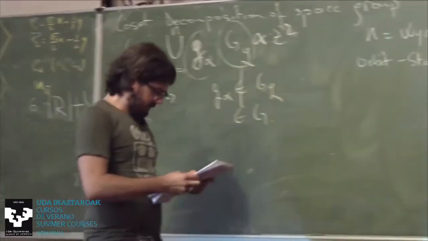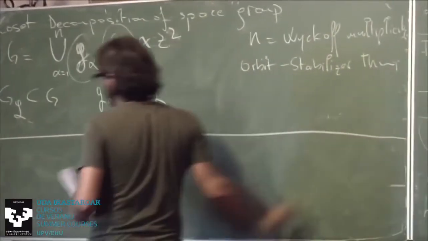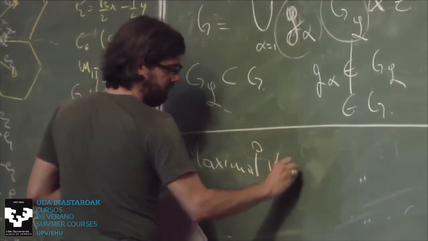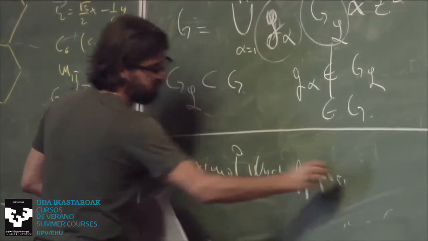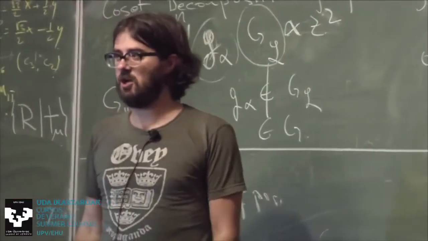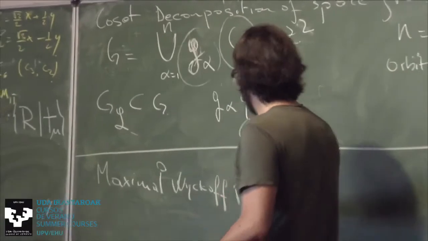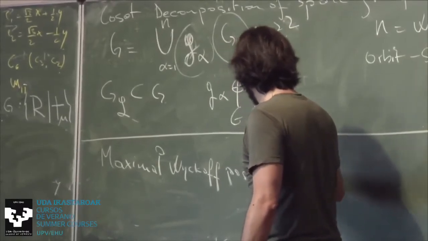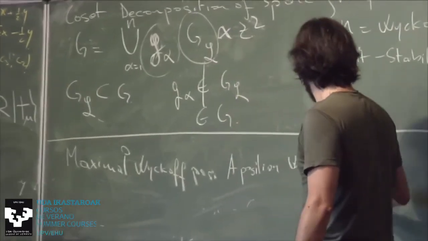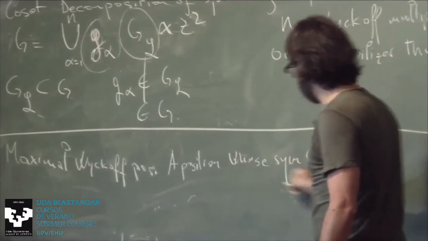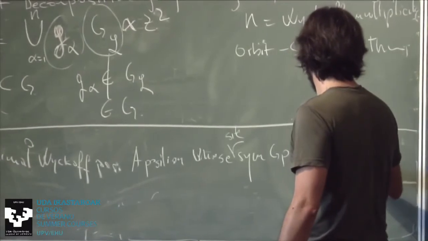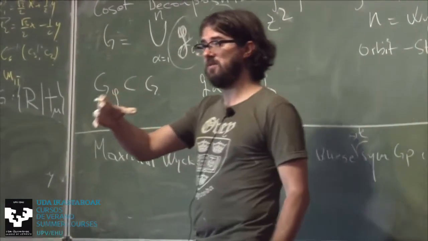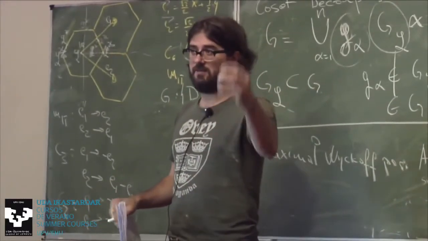Okay, so now we're going to define what's called the maximal Wyckoff position. So some Wyckoff positions are better than others. And the maximal Wyckoff position is the following. The maximal Wyckoff position is a position whose site symmetry group is a maximal subgroup of the space group. So in other words, there's no other group between the Wyckoff position stabilizer group and the space group.